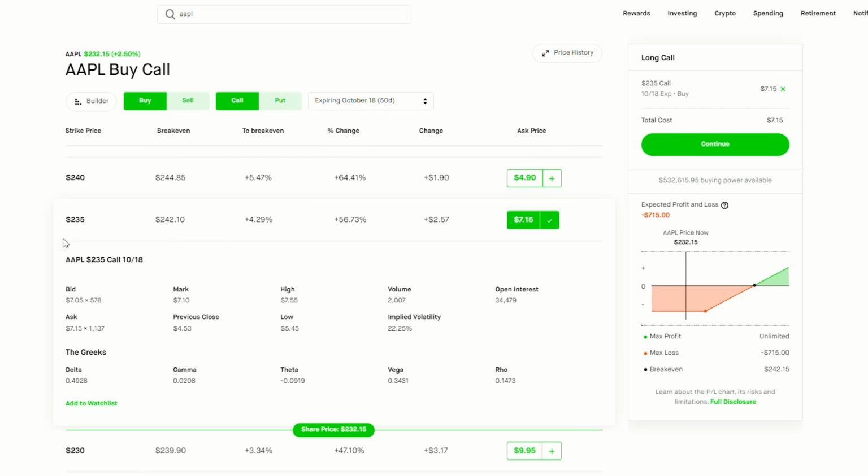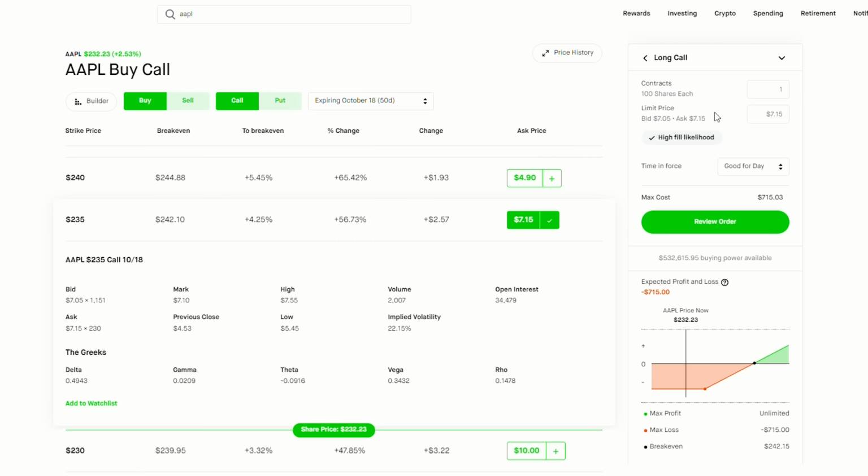So basically, if Apple goes above 235, I'm going to be controlling 100 shares, and I can exercise my right to buy 100 shares at any time. However, you don't actually want to exercise. What you want to do is you want to make a profit on the option itself. The whole goal of buying call options is you can buy them cheap and sell them more expensive.